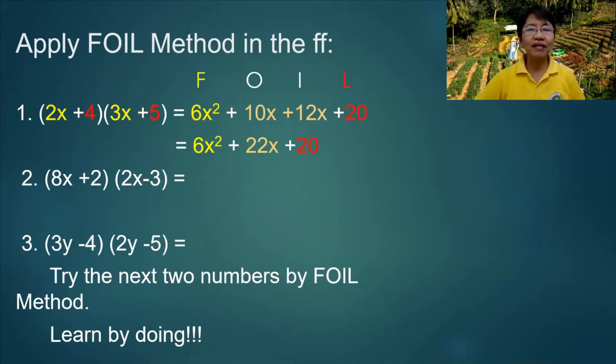Now apply the FOIL method in the following. 2x plus 4 times 3x plus 5. So we multiply the two yellow terms which represent the first terms. We have 6x squared. And then the two red terms represent the last terms, and that gives us the last term here, 20. Then we multiply the first term and the last term. This is the outer terms. So 2 times 5, that gives you 10x. And 4 times 3x, that gives you 12x. Then combining them, we have 6x squared plus 22x plus 20.